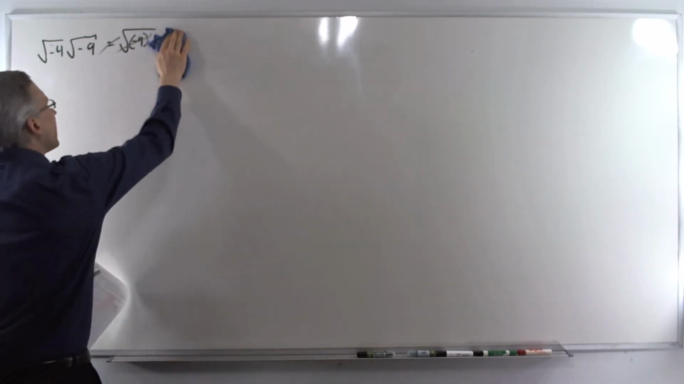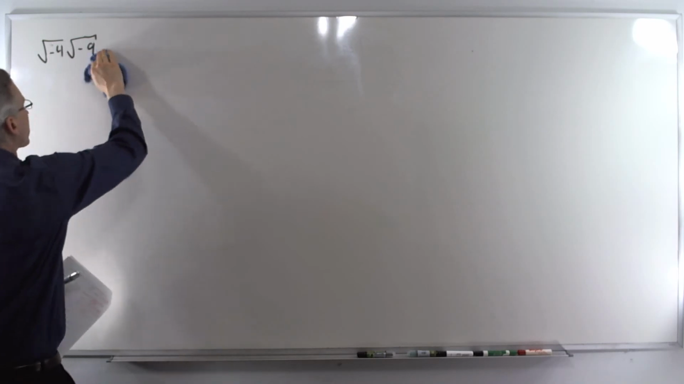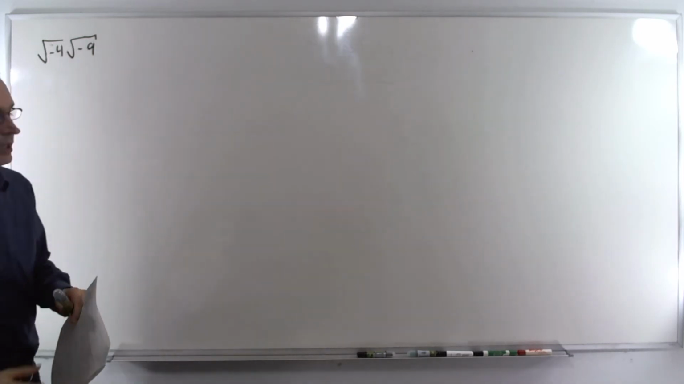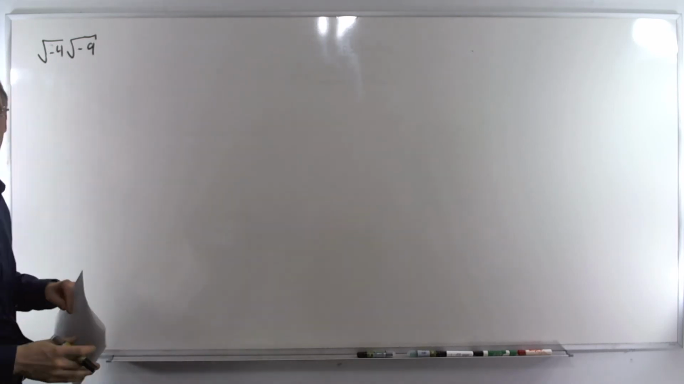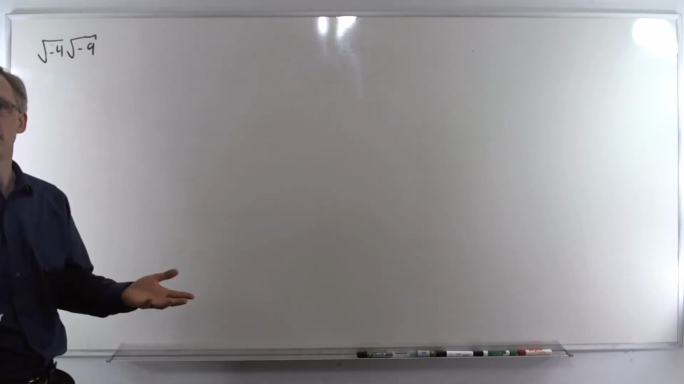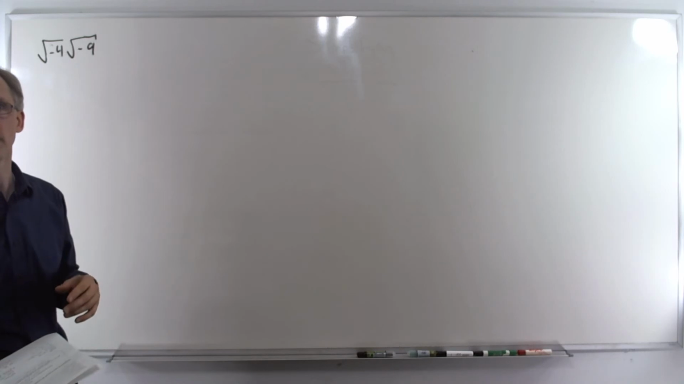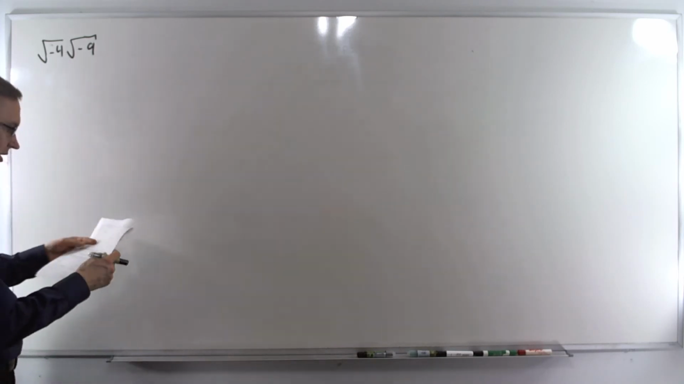But it does not apply to negative numbers. So the product property cannot be used there. And notice if we did that, we'd get the square root of positive 36, which is 6. So we get positive 6 if we do it that way. That's not correct, so don't do it that way.